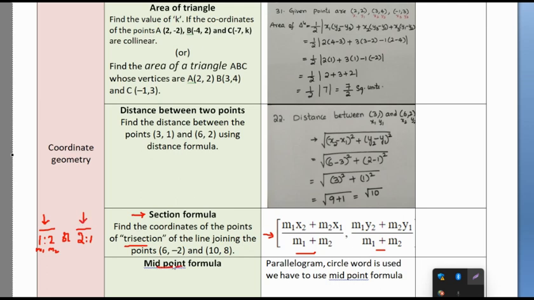Last concept in coordinate geometry is the midpoint formula. Whenever the word parallelogram and circle is used with points, then we have to use the midpoint formula. Midpoint formula is (x1 plus x2) by 2 and (y1 plus y2) by 2.